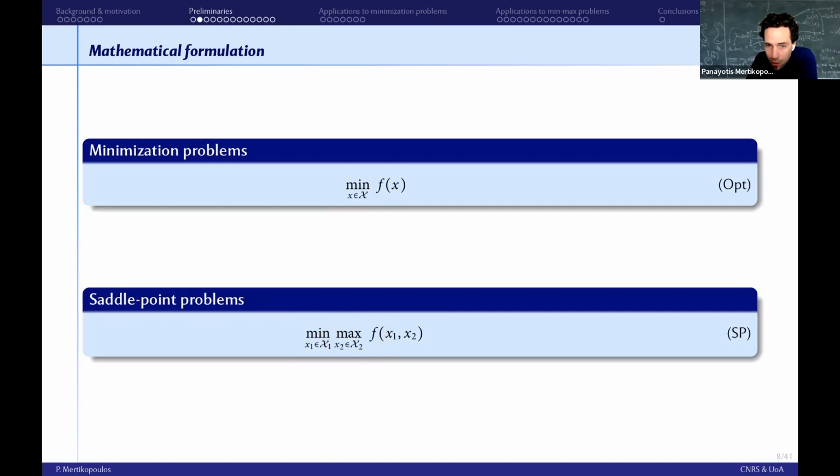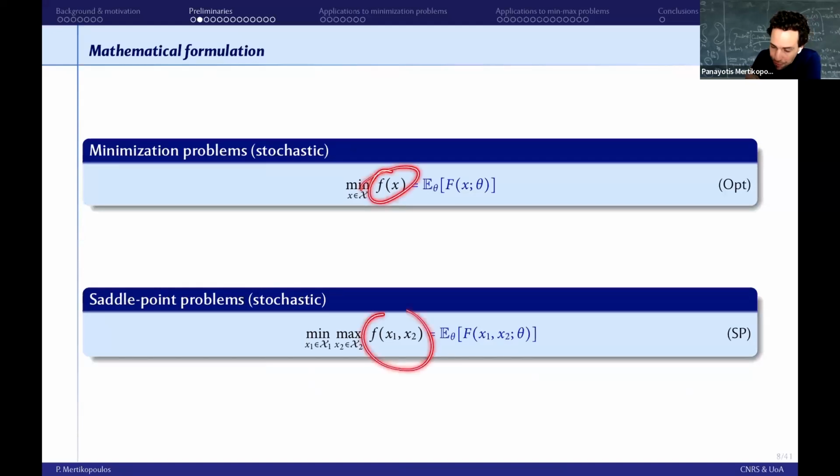And in our case, these functions, f of x and f of x1, x2, are actually going to be stochastic, so expectations of random functions, because this is what we have in typical machine learning problems. We have huge finite sums coming from an empirical risk minimization or log likelihood maximization problem. So in all cases, these functions will only be accessible through some stochastic oracle.